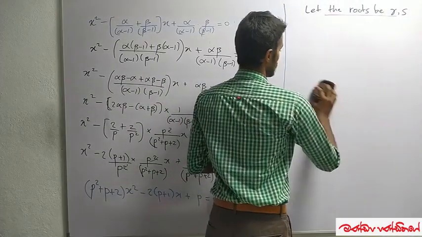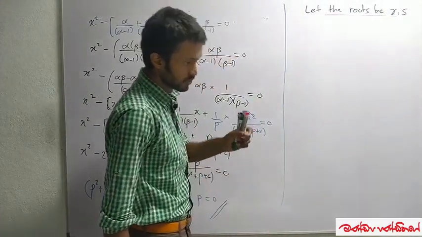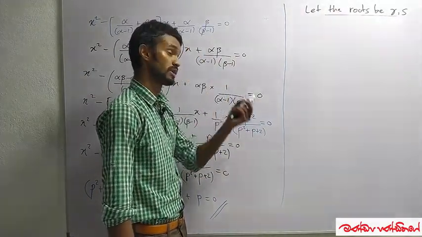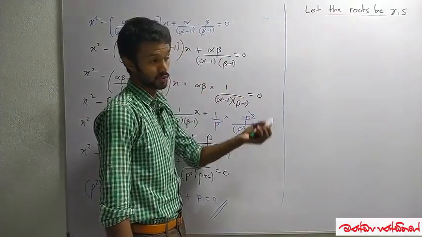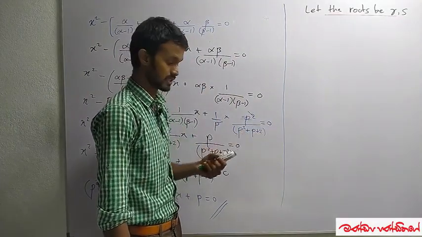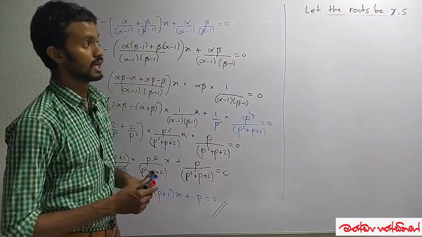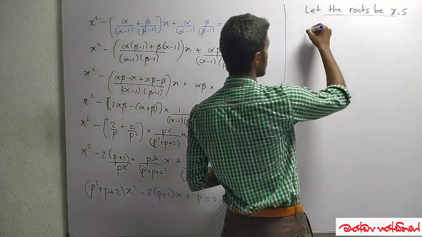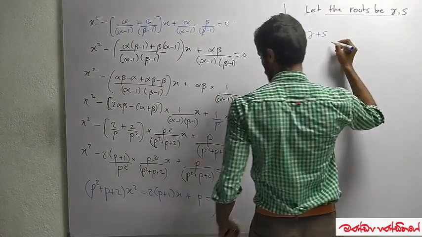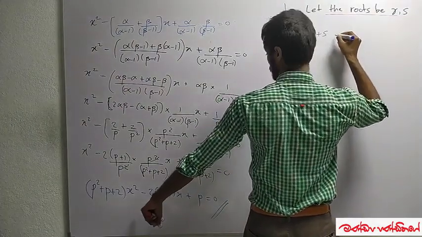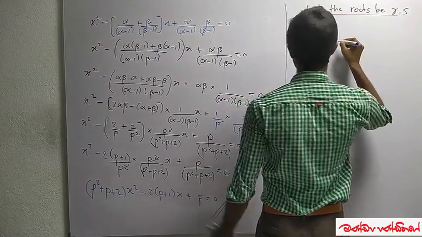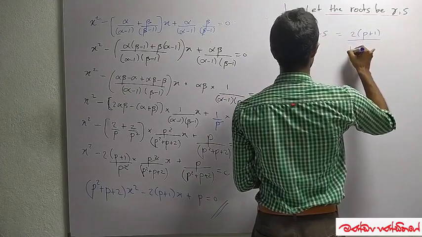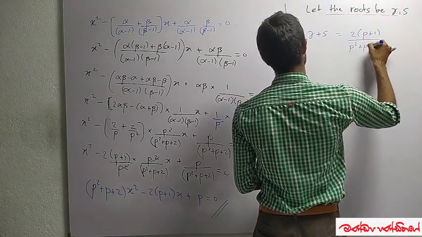So it is clear. Showing that the product of the two roots is positive is not sufficient, because when the two roots are even negative, still the product will give us a positive answer. So I take the roots as gamma and delta. Gamma plus delta, which means addition is minus b, so this becomes plus, equals 2 times p plus 1 over a, and a is given by p squared plus p plus 1.